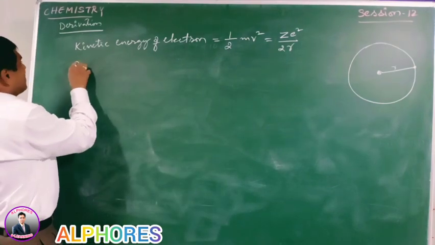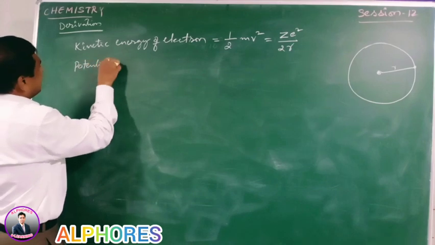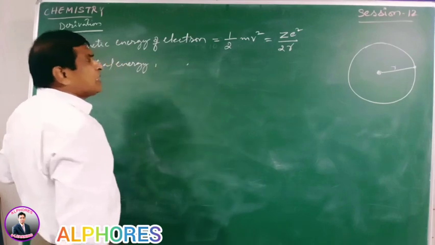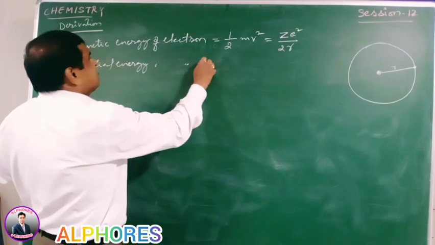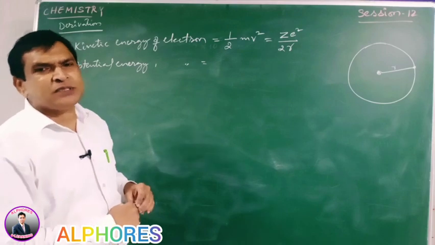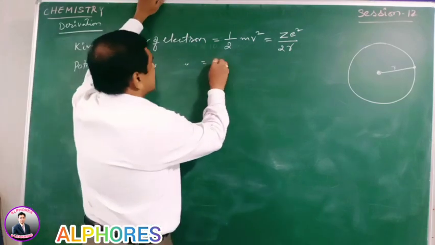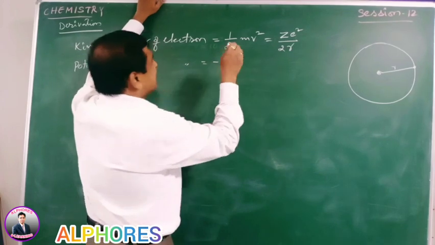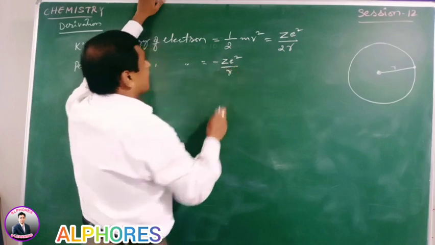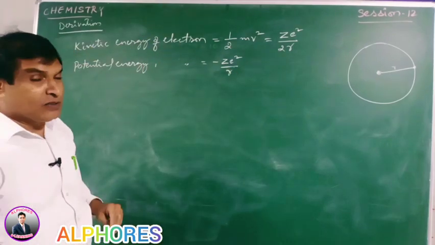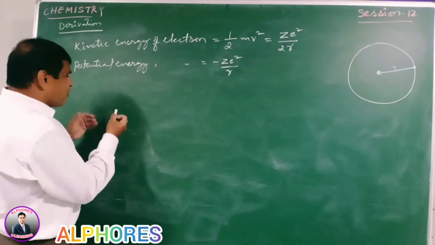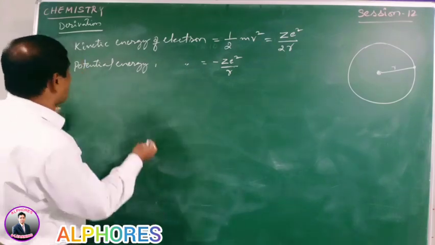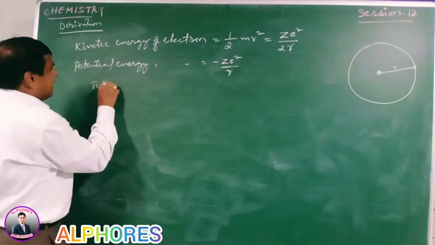Similarly, the potential energy of the electron is represented by minus ze square by r. That is the potential energy of the electron in the circular orbit. Next, we can say what is the total energy of the electron revolving around the nucleus in the circular path.